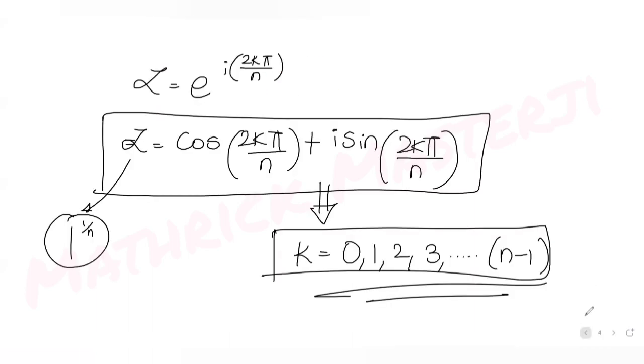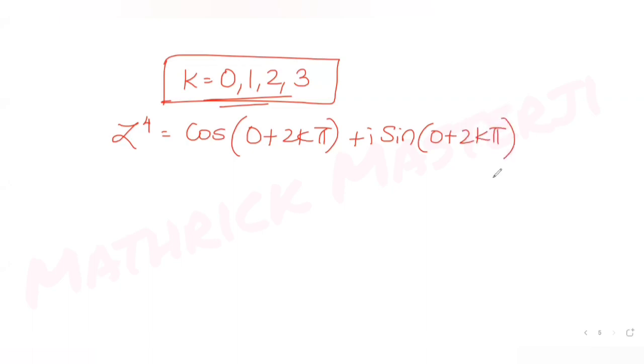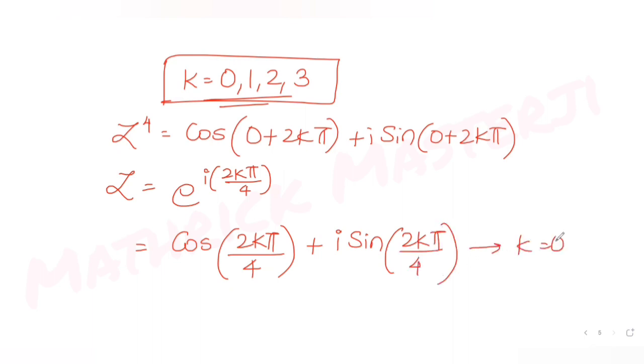So let's see how to solve this question further. I know four roots of unity that I have to find out. For that, z raised to 4, it's basically cos of 0 plus 2k pi plus I sine of 0 plus 2k pi. Or I can directly use the idea that z is basically e raised to I 2k pi divided by 4. Here in this case, instead of n, I'm writing 4 directly. So you get this as cos of 2k pi over 4 plus I sine of 2k pi over 4, where k can hold the values going from 0 to 3.